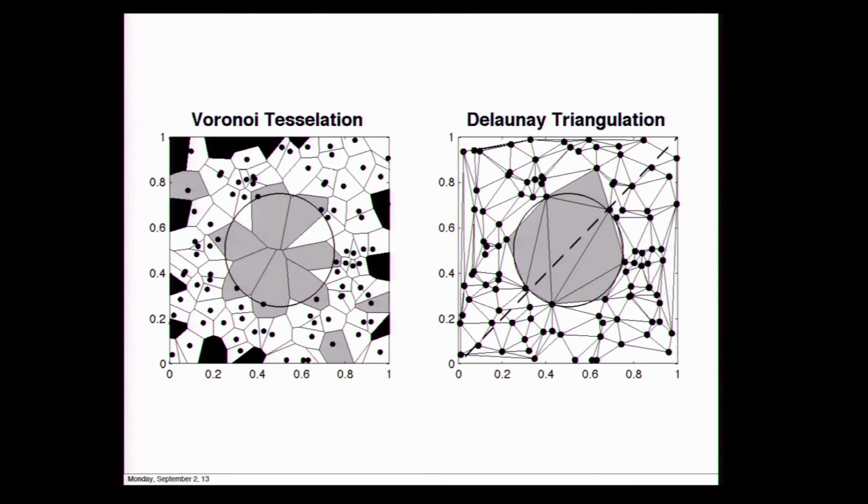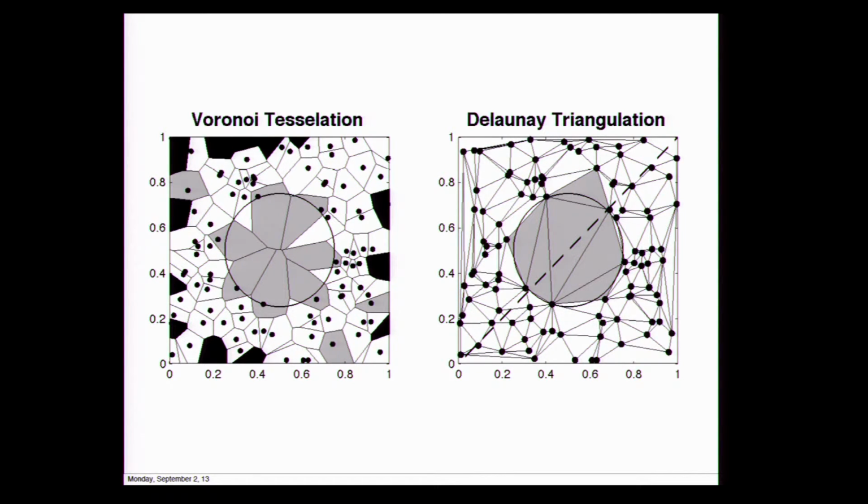And I won't go into the details. On the left is a Voronoi tessellation of some simulated random points. On the right is the dual Delaunay triangulation of the same data points. And I suddenly realized that the Delaunay triangulation was a much better scheme for representing voids in the point distribution. The points are randomly distributed, but avoiding a circle centered at the center of the diagram.